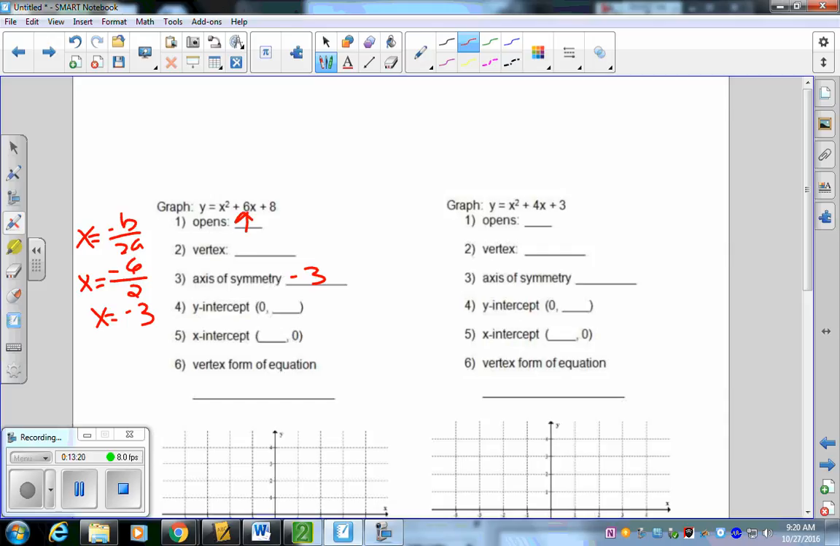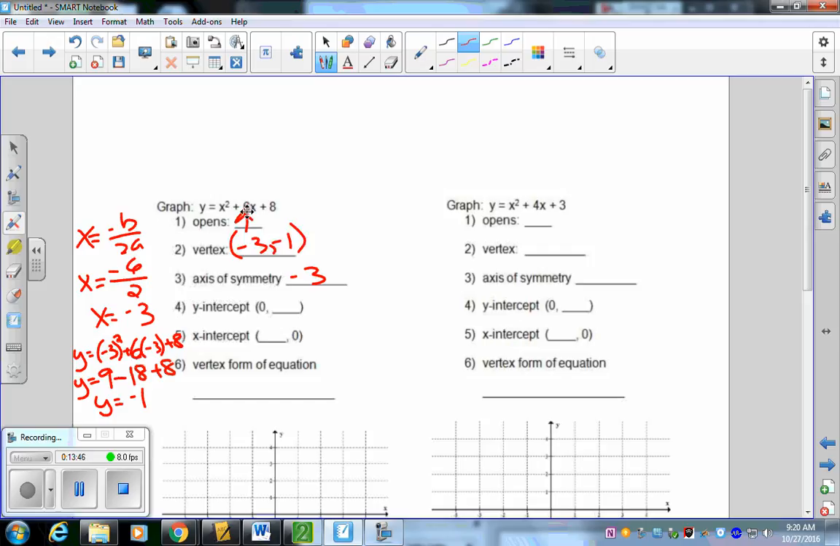And then we've got to solve for our y. So negative 3 squared plus 6 times negative 3 plus 8. Since we had the negative, really make sure you put that in parentheses when substituting in. So negative 3 squared is 9 minus 18 plus 8. When I simplify that, I get negative 1. So my vertex is at negative 3, negative 1.